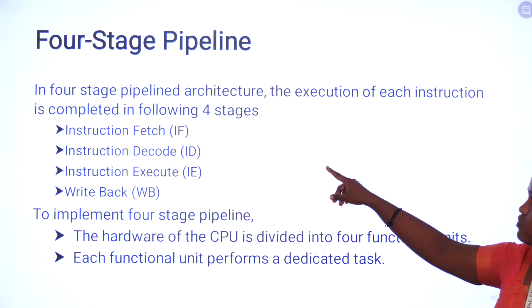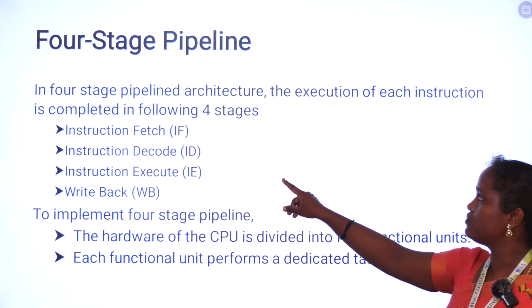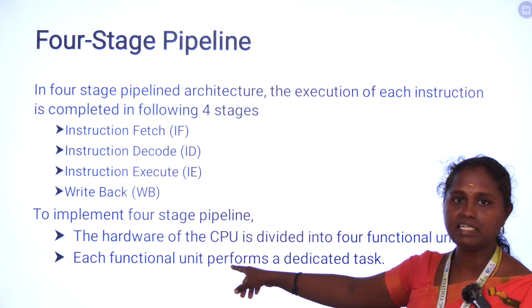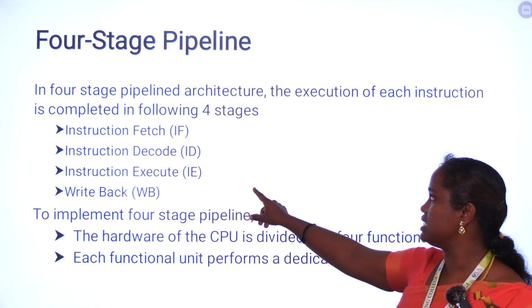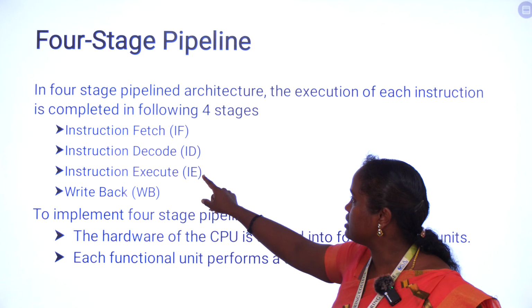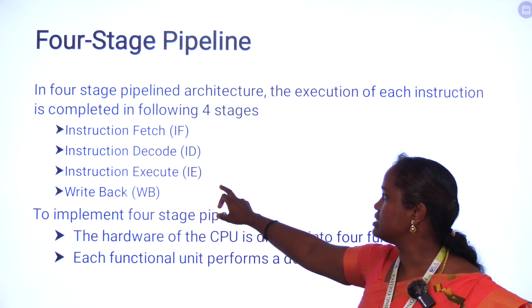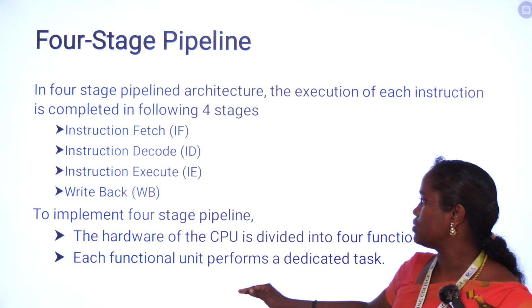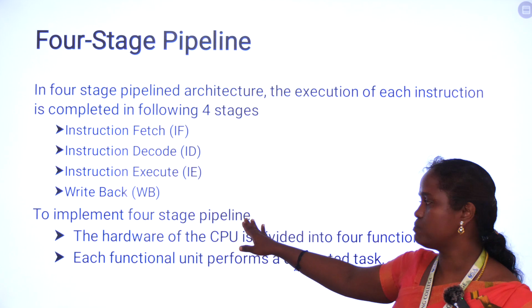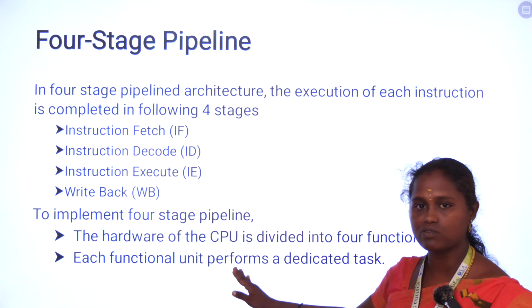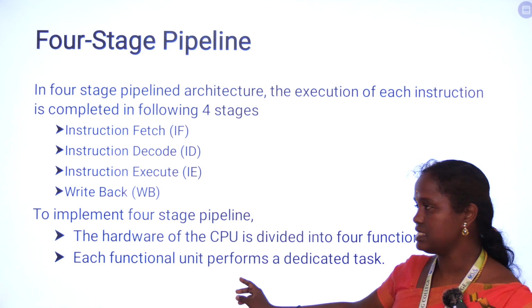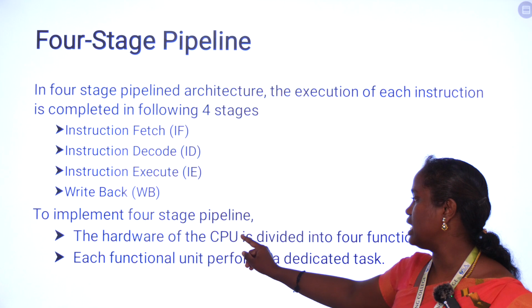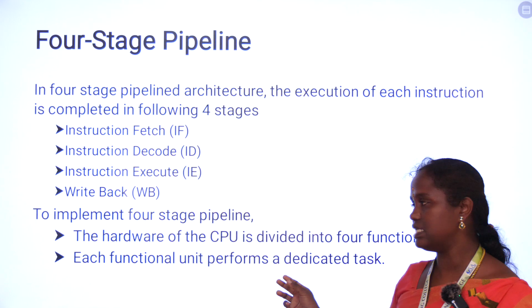Let us consider a 4-stage pipeline. In a 4-stage pipeline architecture, the execution of an instruction is completed in the following 4 stages. The first is instruction fetch, the second is instruction decode, the third is instruction execute, and the last one is write back. Here we are going to implement a 4-stage pipeline. First, the hardware of the CPU is divided into 4 functional units, and each functional unit performs a dedicated task.